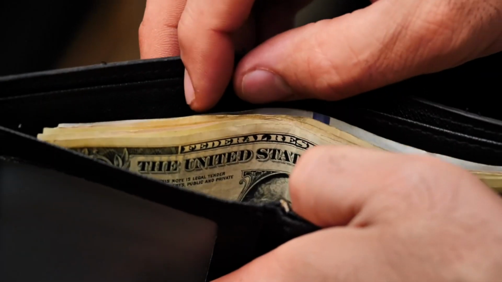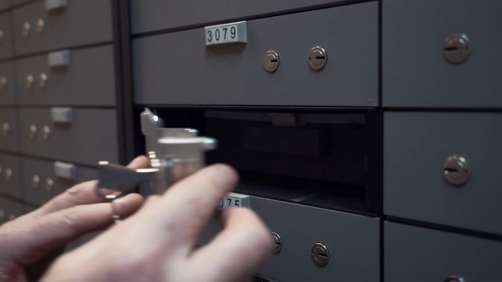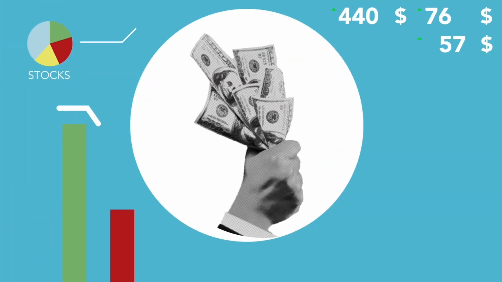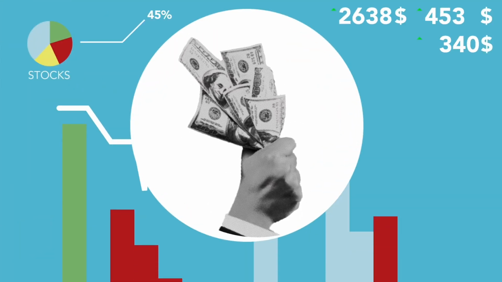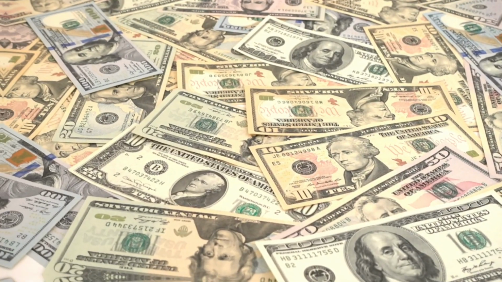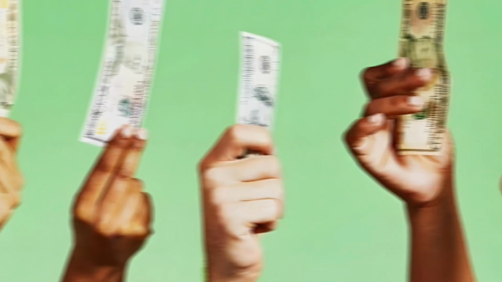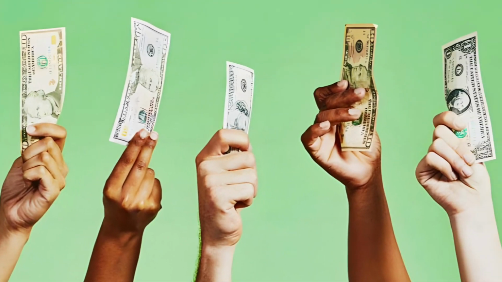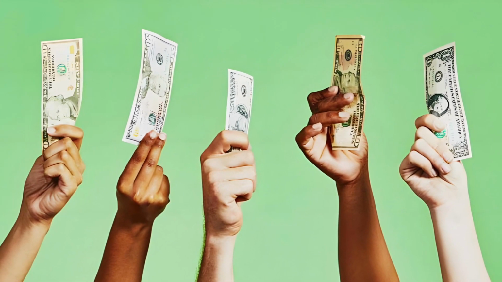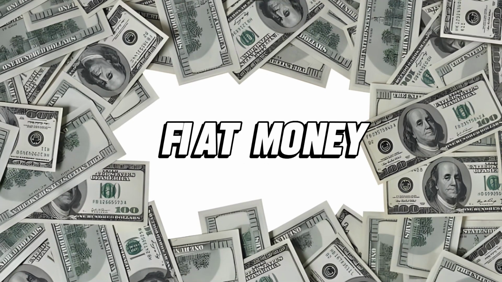Well, that's because money is not just what you see in your wallet or your bank account. Money is much more than that. Money is anything that can be used as a medium of exchange, a store of value, and a unit of account. And there are different types of money that serve these functions in different ways. So what are these different types of money? And how do they work? Let's find out.